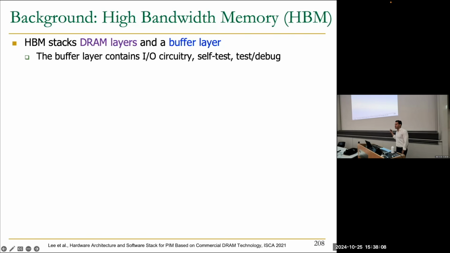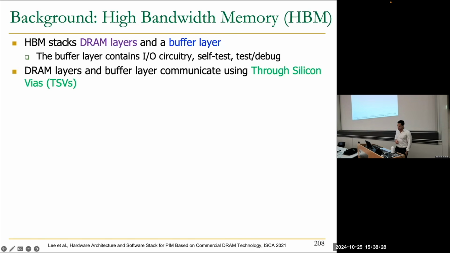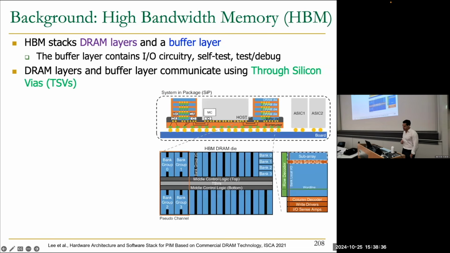It's there because some of the components that were usually part of the memory controller were moved to this buffer layer to improve the connection between the chip and the memory itself. So to connect the different DRAM layers to the buffer layer, they use a technology called through-silicon vias, or TSVs. And this is a picture of what you have.